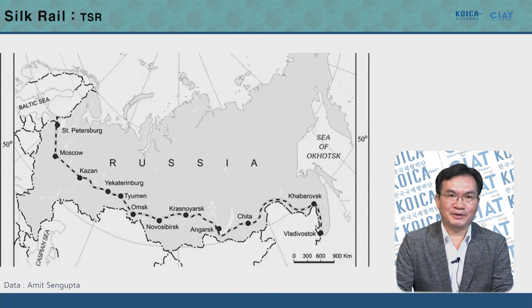This is a video about TSR provided by Amit Sengupta. This video explains the Trans-Siberian Railway route from Moscow to Vladivostok. This topic is a part of NCERT geography and is helpful for understanding TSR easily.